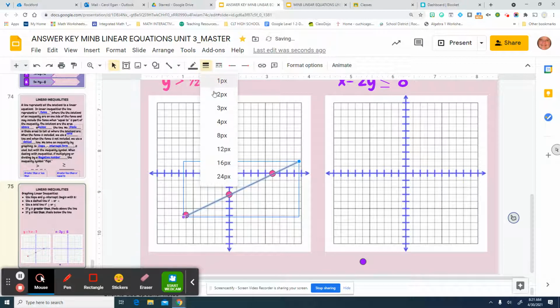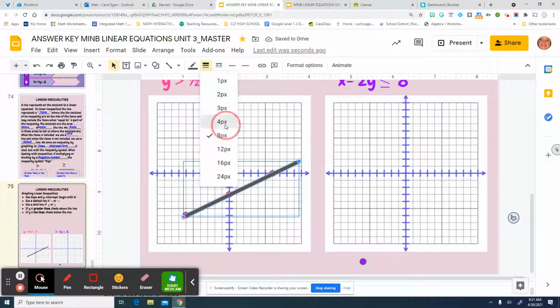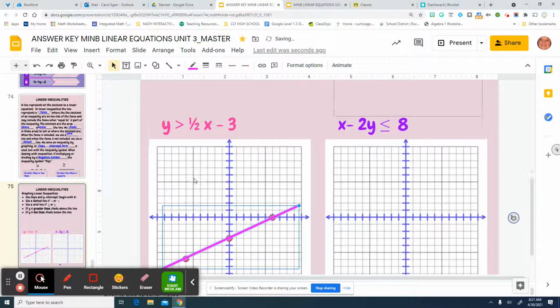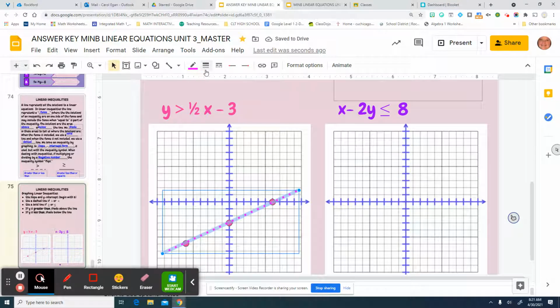I'm going to make it a little bit thicker. Maybe not that thick. And of course, I love me some color, so I'm going to make it pink. And I'll just grab it and extend it out. But notice what I needed to do is that this is not an equal to, so I can't use a solid line. So I'm going to have to change that to a dotted line. You see, right here where it has the line dash, I changed it to a line dash.